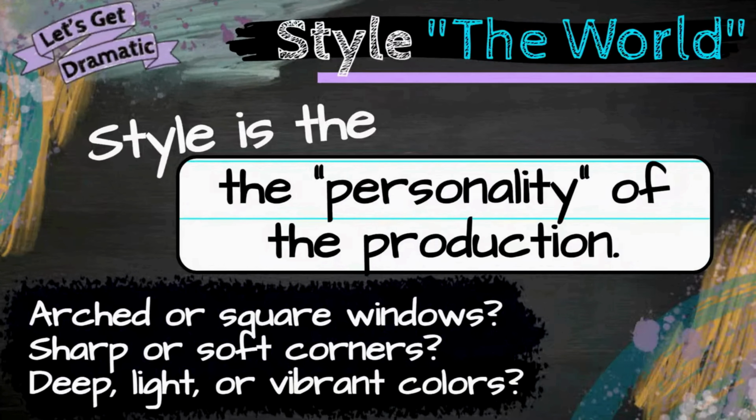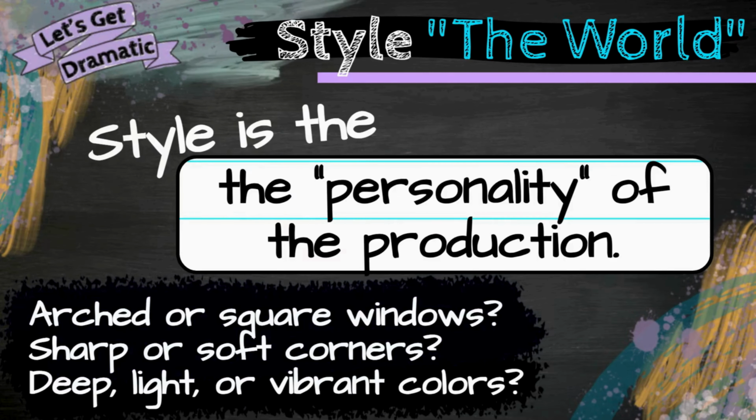Style the world. Style is the personality of the production. So arched or square windows have very different looks, sharp or soft corners, deep, light, or vibrant colors. So deep would be like those magenta or darker colors. Light would be pastels, and vibrant would be more true colors like Barbie pink, bright orange. What are you going for? You could also go neon. There's so many other options you could do.